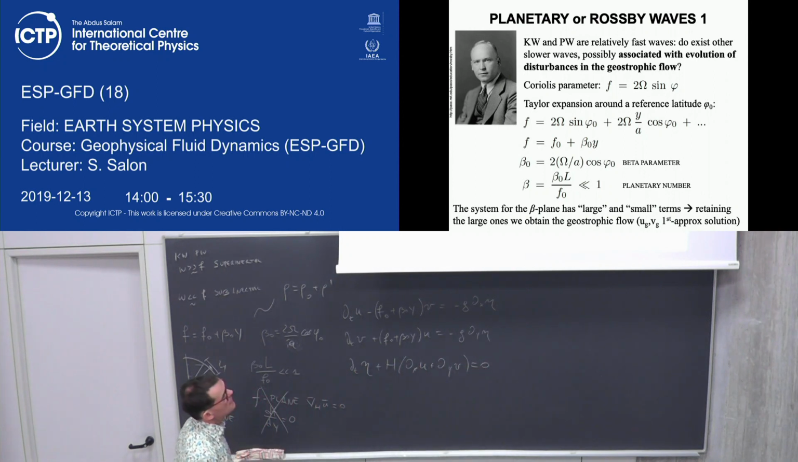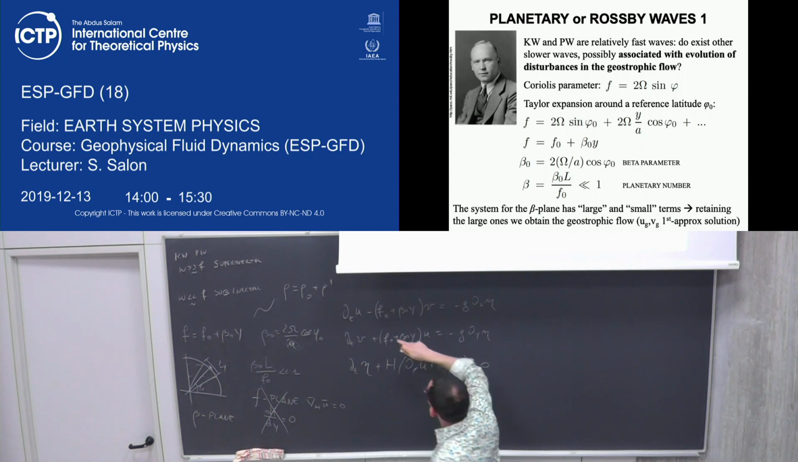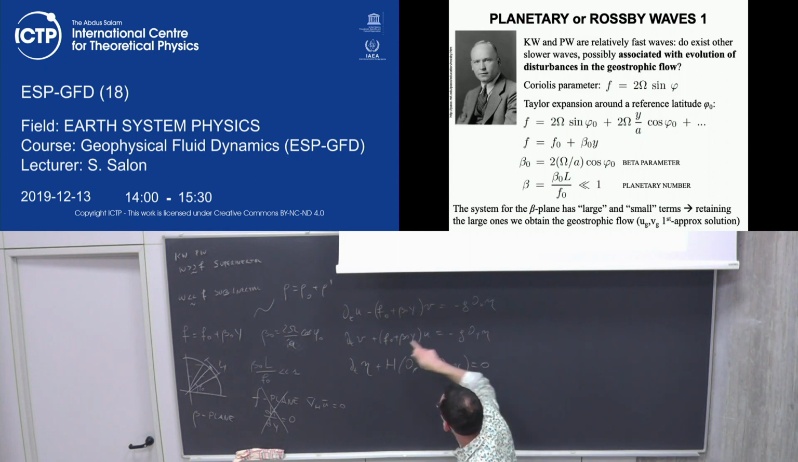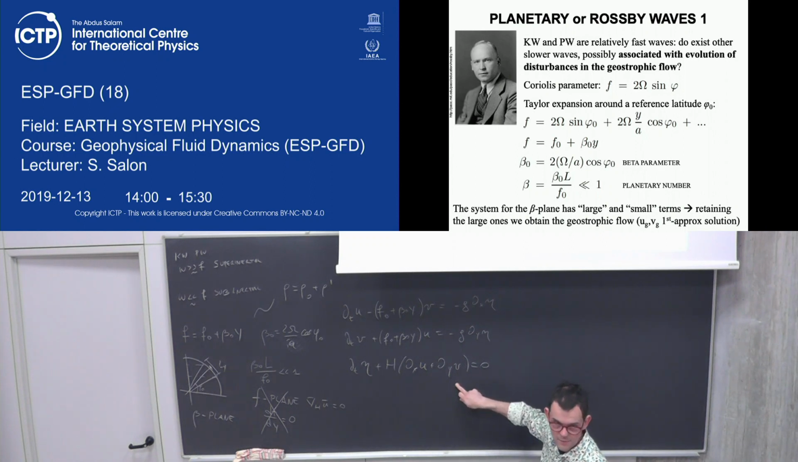So if you look here, you can recognize that we have f0 V equal to minus g dx eta, f0 U equal to this, and this. So these three equations, this equal to this equal to this, and this equal to 0, give us the geostrophic flow in the f-plane, okay?